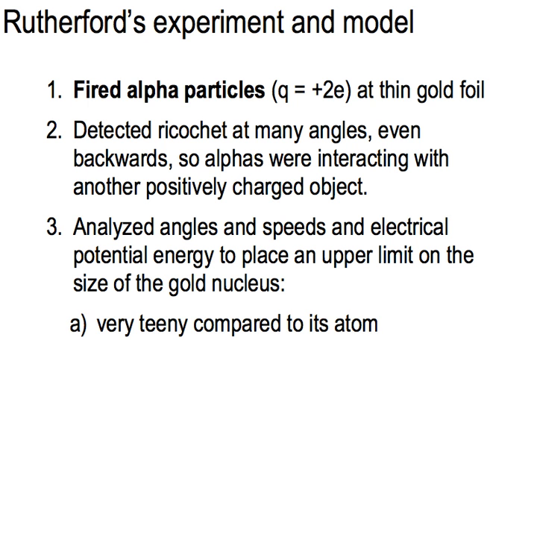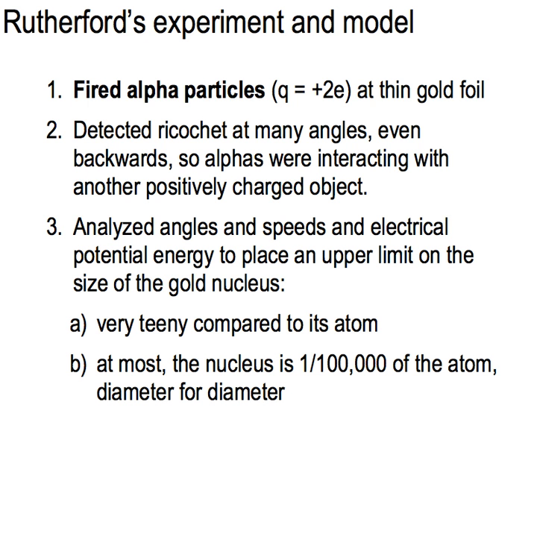And so first of all, they knew actually it's very teeny, and the actual upper limit is that at most the nucleus, this positive thing that we're interacting with, is 1/100,000th of the size of the atom. So diameter for diameter, centimeter for centimeter, whatever the atom is, the nucleus is 1/100,000th of that size.